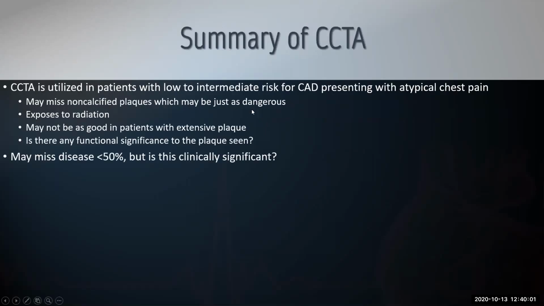So let's do a quick summary. It's utilized in patients with low to intermediate risk of coronary disease presenting with atypical chest pain. It's going to miss those non-calcified plaques, because again, lipid plaques that stage 4 are going to develop, but you're still not going to see much of an overall objective image show up. It's exposing patients to radiation, not as much of a contrast exposure that we might get with a cath. And like Neil kind of talked about, you're not going to get that therapeutic benefit.